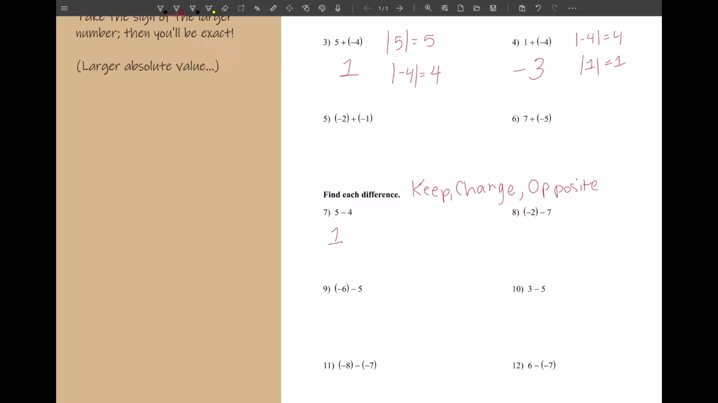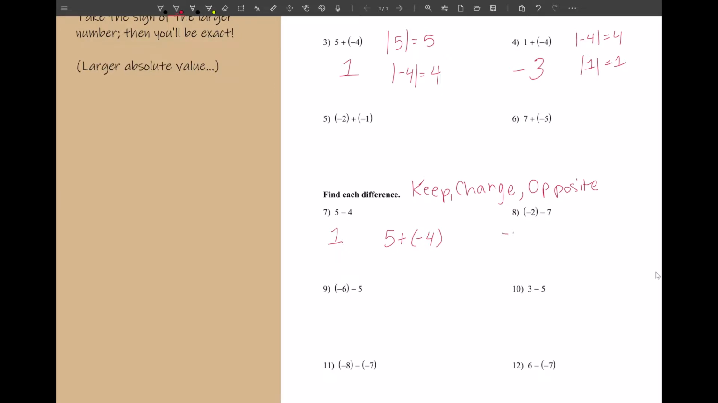Let's take a look at number 7, a regular problem, 5 minus 4. We all know that's 1, but if you were to look at it from an integer standpoint, it is really saying 5 plus -4. We kept the 5, we changed the sign to positive, and the positive 4 became a -4. If we treat this like the rules for addition, we do 5 minus 4, and honestly, it's just like number 3. Same concept.